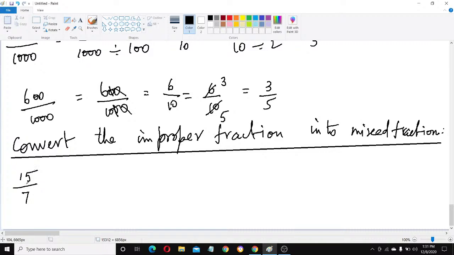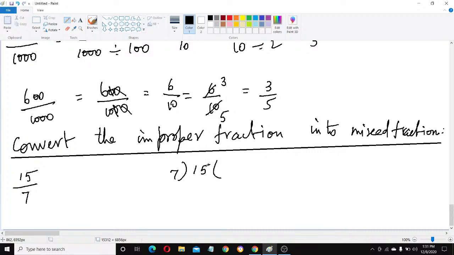15 by 7, which type of fraction? See the numerator and denominator. Numerator 15 is greater than denominator 7. So it is an improper fraction. Now this improper fraction you are going to convert into a mixed fraction. How do we convert? Here you have to divide the numerator 15 by denominator 7. You can do the division here like this.